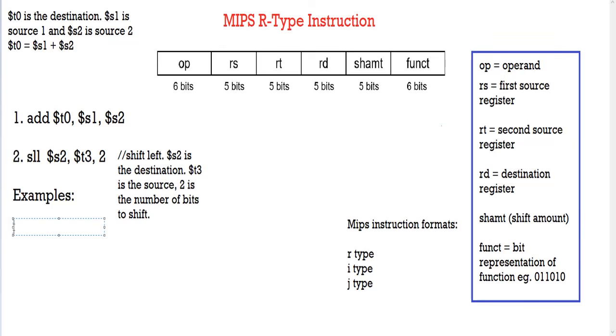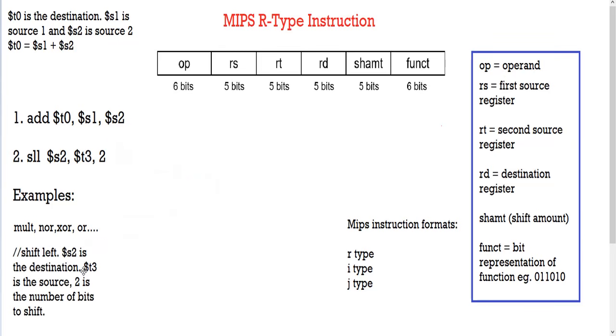For example, we have mult, nor, XOR, OR, and you'll find a ton of R-type instructions. If you look at the link that I've put in the description, you'll find a full reference sheet of the whole MIPS instruction architecture. Okay, so now we've learned what these instructions do. Now let's take a look at this bit here.